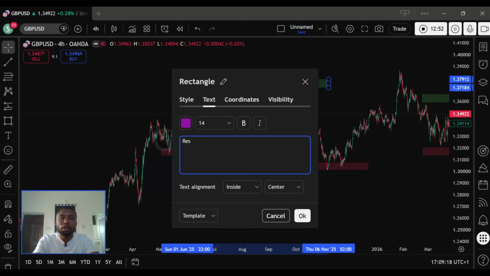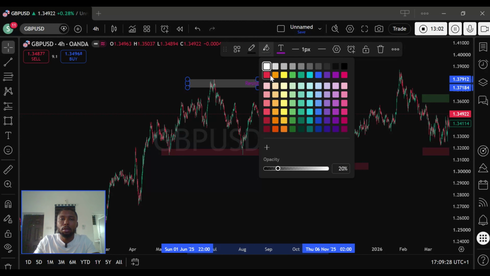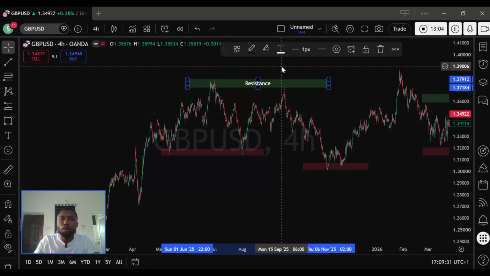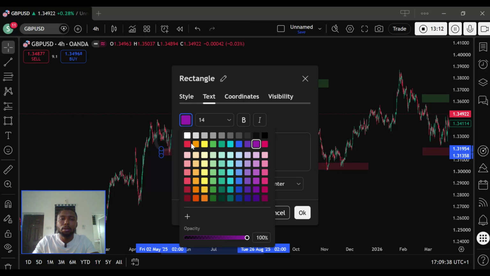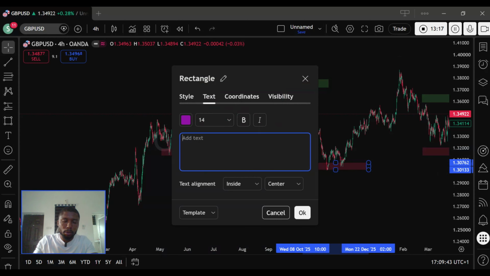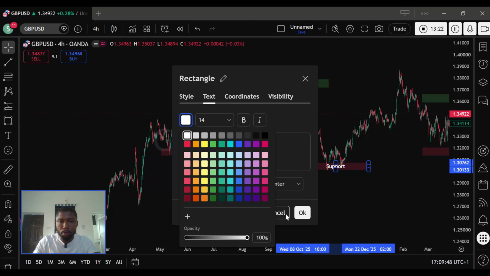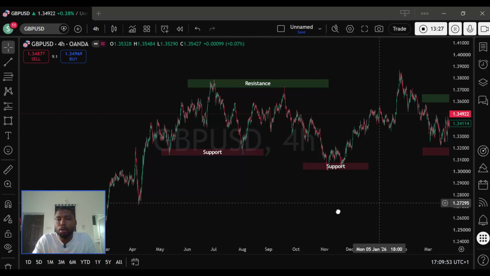This is resistance. Oh, let's make it white. Green, can make the letters white so that it can be obvious. And then this is our support. Can make the text white also. This is support also. The red areas, the red zones, are our support, right? Support, resistance, support.